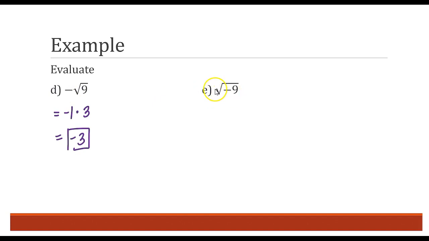In part E, the square root of negative 9 is non-real. So this is a non-real answer.